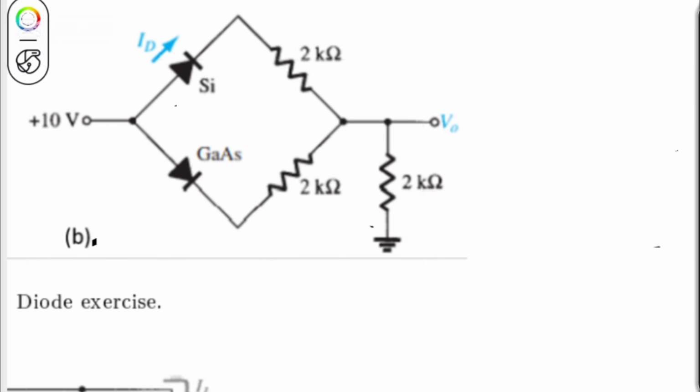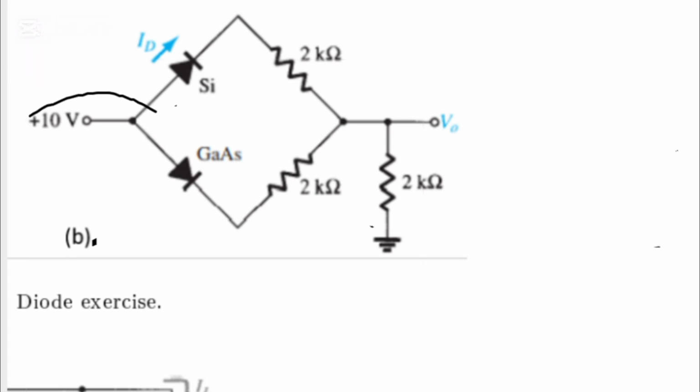The next thing that I'm going to do here is take a look at the lower loop, where I will use the same KVL method.